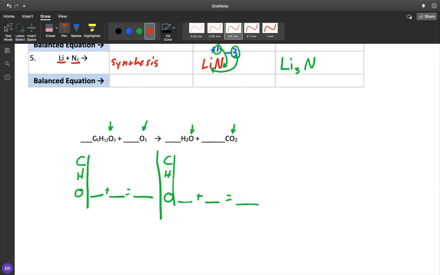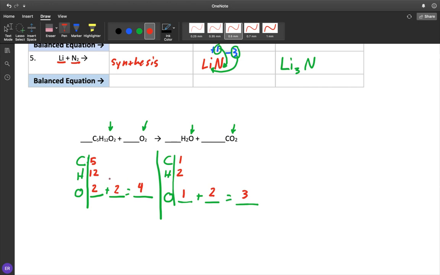So carbons, I have 5 carbons. I have 12 hydrogens, and I have 2 oxygens over here, and then 2 oxygens over here, so a total of 4. And then over here, I have 1 carbon. I have 2 hydrogens. I have 1 oxygen over here, and then I have 2 oxygens over here. And so I have a total of 3.